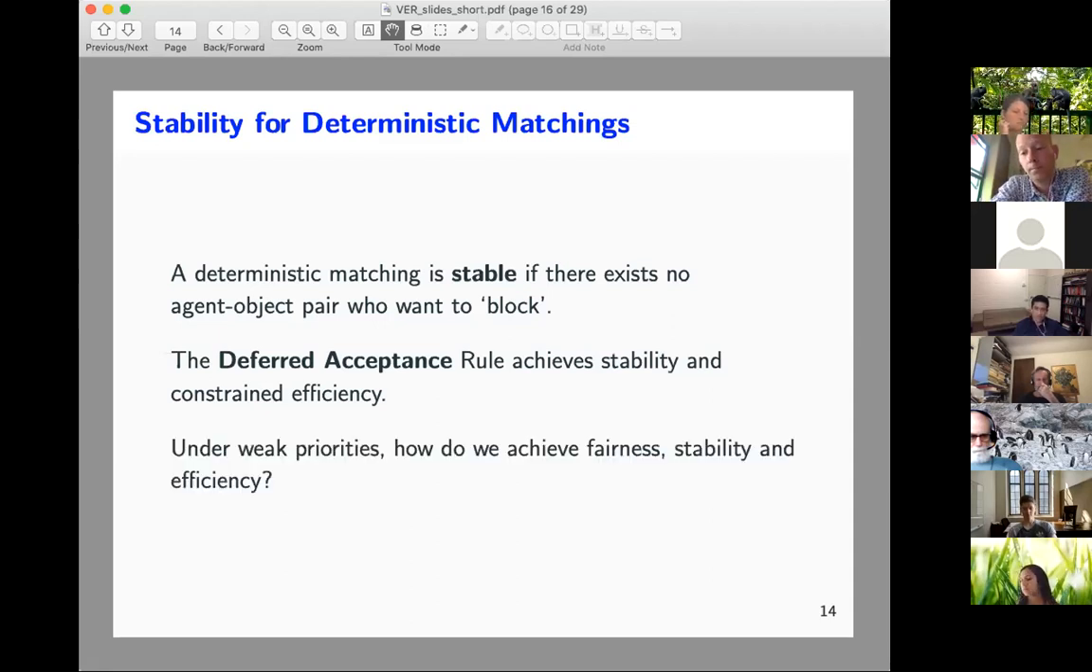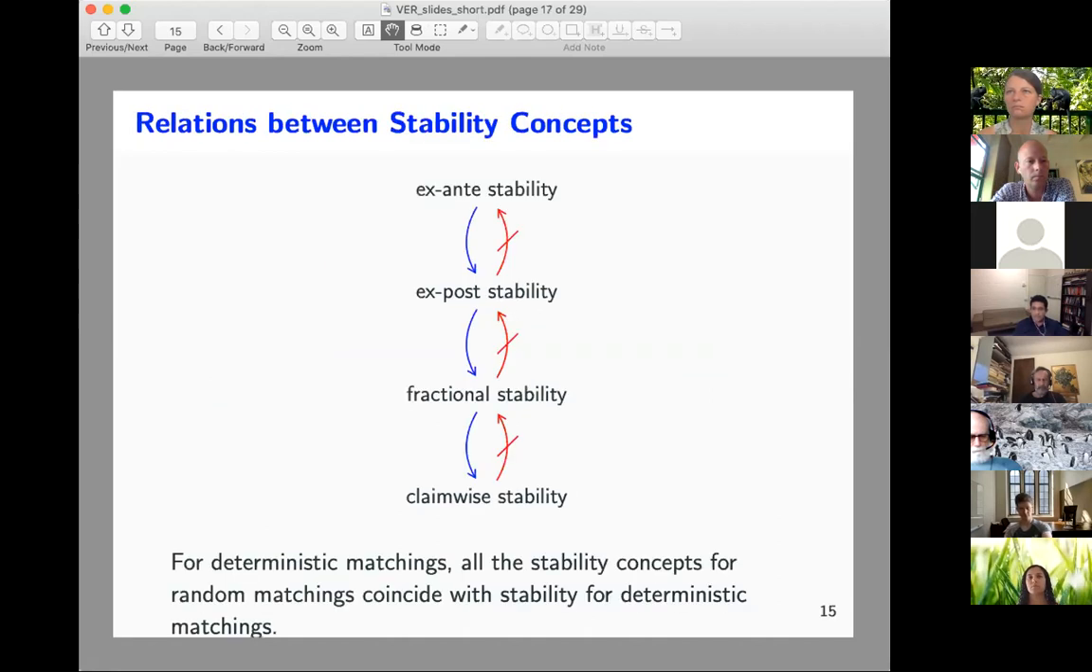So when priorities and preferences are weak, the question arises, how do we achieve fairness, stability, and efficiency? What we're trying to do here is go towards fairness, stability, and efficiency via the route of randomization. Before I go into some properties of VR in this context, I just want to mention that in the world of probabilistic matchings, where both sides have preferences or priorities over each other, there are many different notions of stability which generalize the standard stability concept in the matching literature.